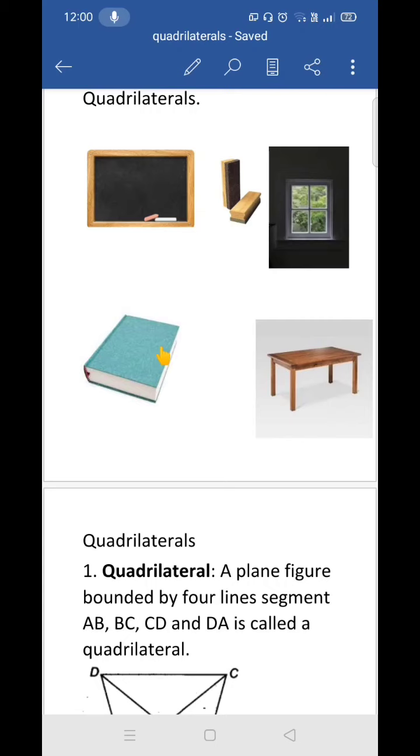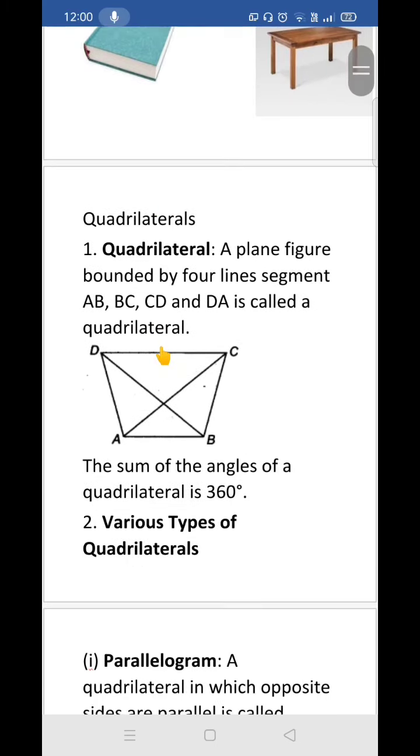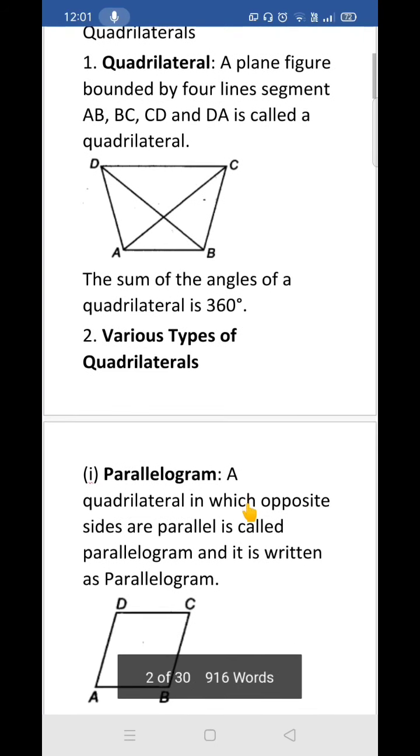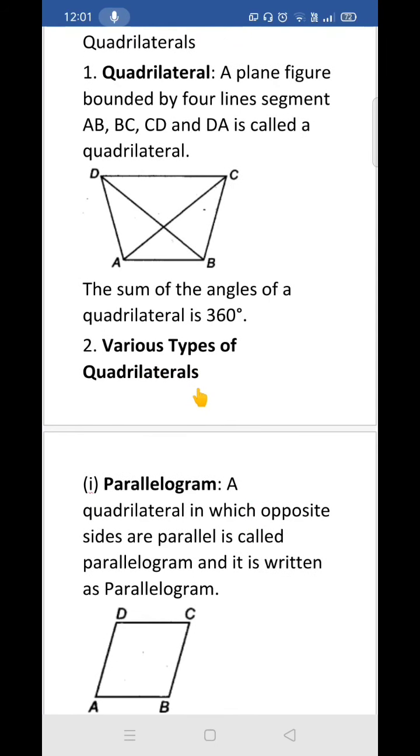Now you have to study the angle sum property of a quadrilateral. Already we have studied the angle sum property of a triangle, which says that the sum of the angles in a triangle is equal to 180 degrees. If you consider the quadrilateral here, the sum of all the angles in a quadrilateral is equal to 360 degrees.